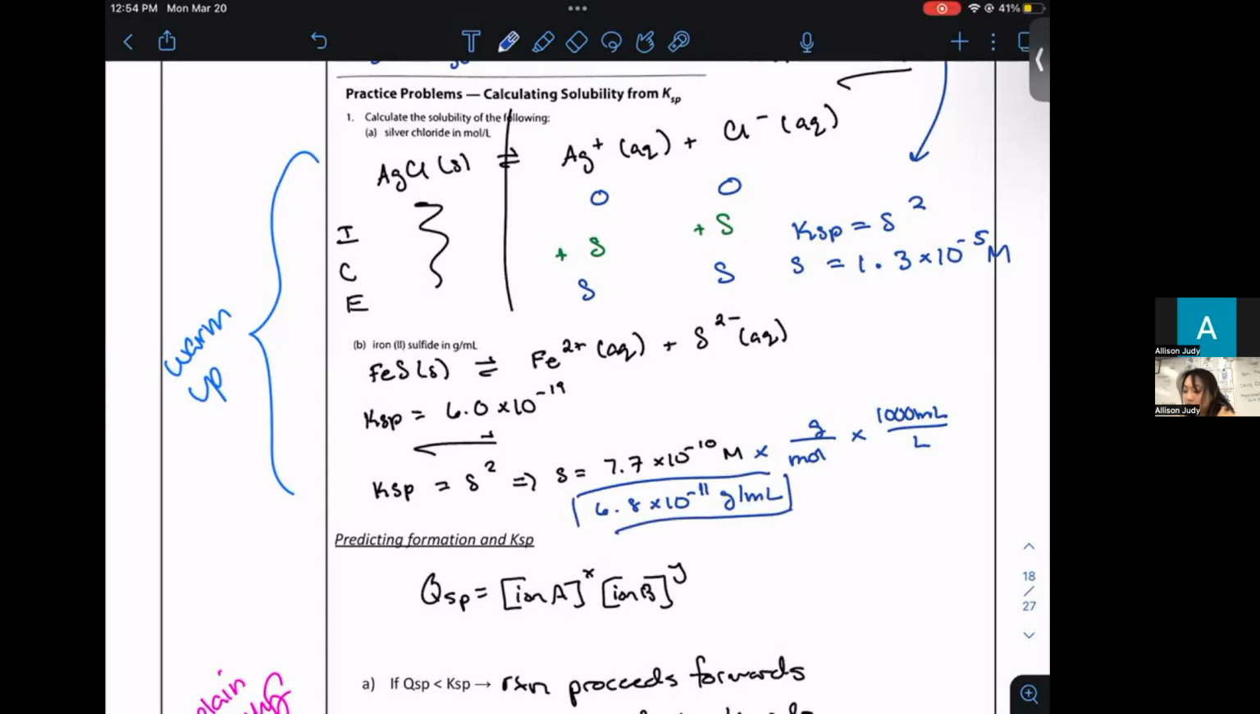Would it be 1,000 milliliters per liter or 1 liter per 1,000 milliliters? Thank you. Thank you so much. I flipped it. I appreciate that. Yes, you are totally right, Jay. 1 liter for 1,000. Thank you.